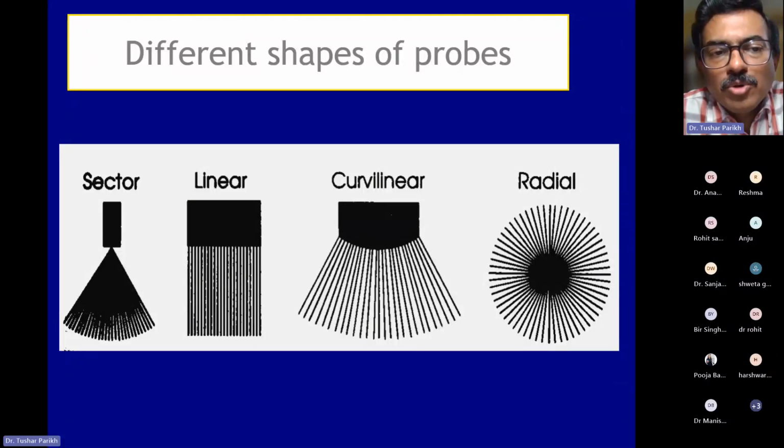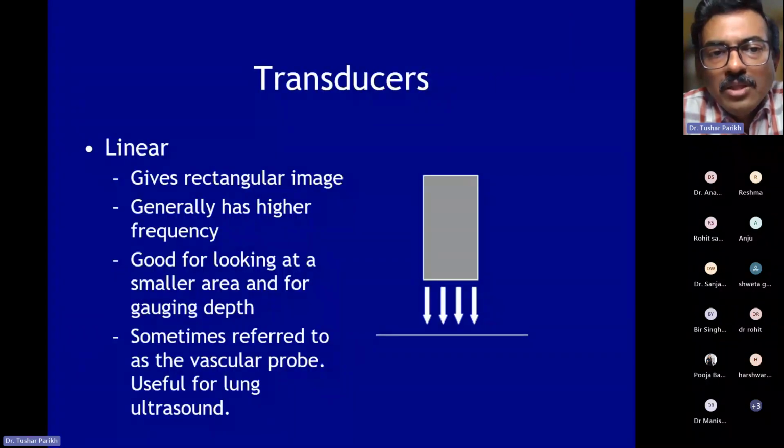Now there are different shapes of probes: sector probe, linear probe, curvilinear, and radial. We will go one by one. When you see a linear probe, the contact surface of the probe is linear, and because of that, it gives you a rectangular image. Generally, it is a higher frequency probe, and it is good for looking at a smaller area and superficial structures. Sometimes it is referred to as a vascular probe, and it is also useful in lung ultrasound. So we will be using a linear probe for lung ultrasound and vascular access.